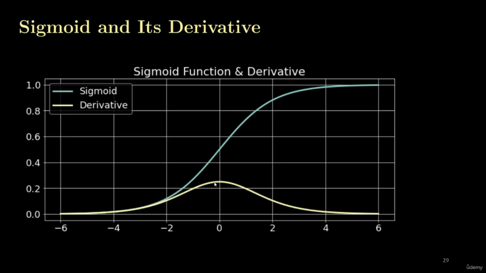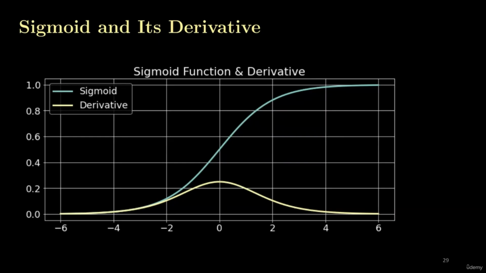This is the derivative of the sigmoid function, and this is the actual sigmoid function. If we see the derivative of the sigmoid function, its maximum value is 0.25. So what will happen? We know that the hidden layers are used for learning, that during backpropagation, we will have the derivatives of the term.